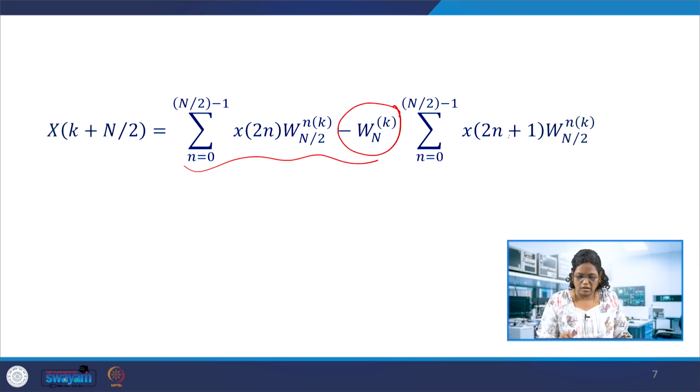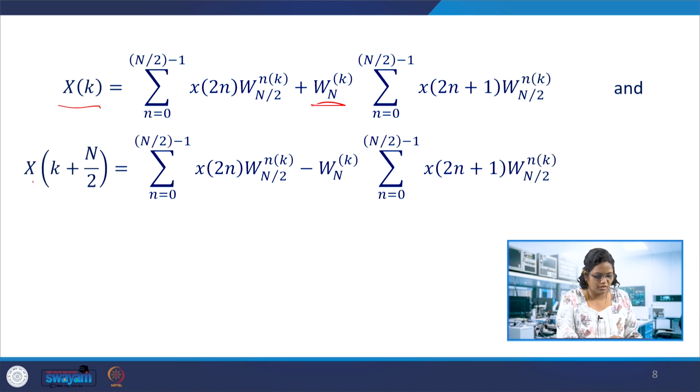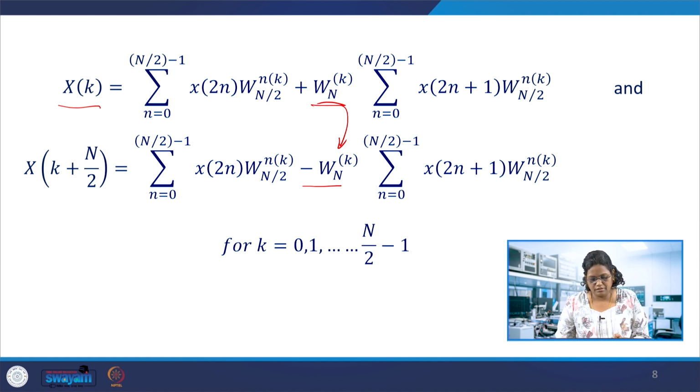So W suffix N k. Now from this, the set of equations we have got in the first stage: one is x of k with the twiddle factor W_N^k, and the next one, for x of k plus N by 2, the second equation, has minus W_N^k. If you compare these two equations, the only difference is that this portion is added here and subtracted there. So k varies from 0 to N by 2 minus 1.